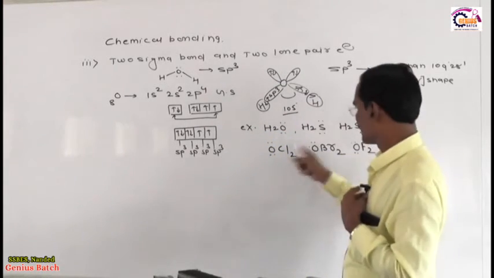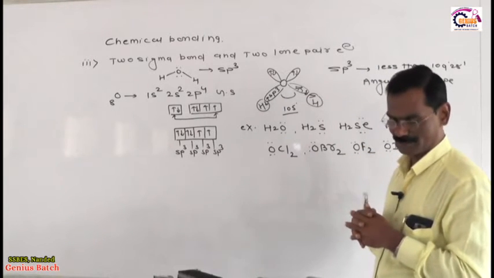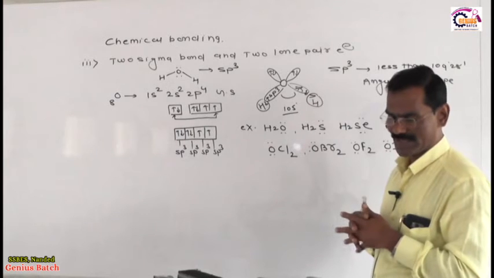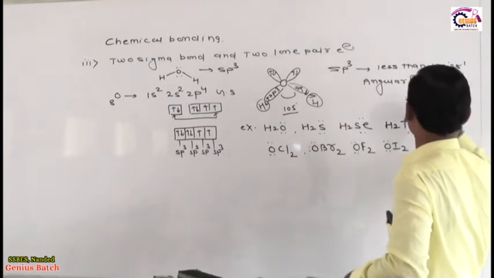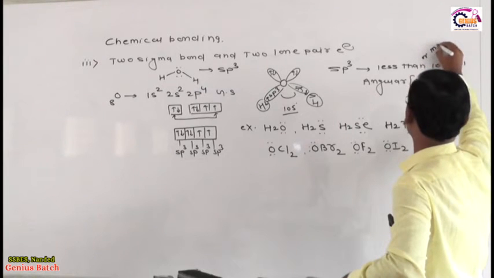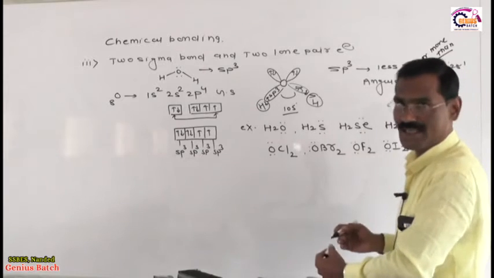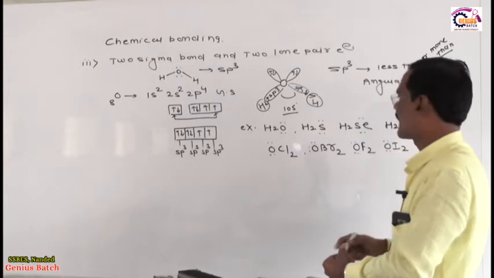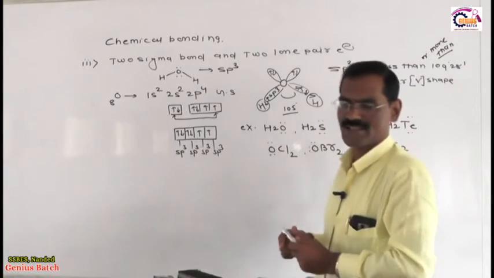So in such examples, the central atom has sp3 hybridization, angular shape, and the bond angle will be either less than 109 degree 28 minute, or sometimes the bond angle will be more, depending upon the steric hindrance of that molecule. It means the bond angle can decrease and can also increase, but your geometrical shape will remain 100% angular.